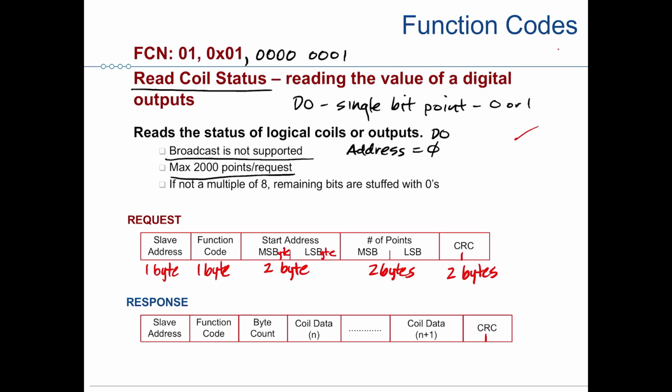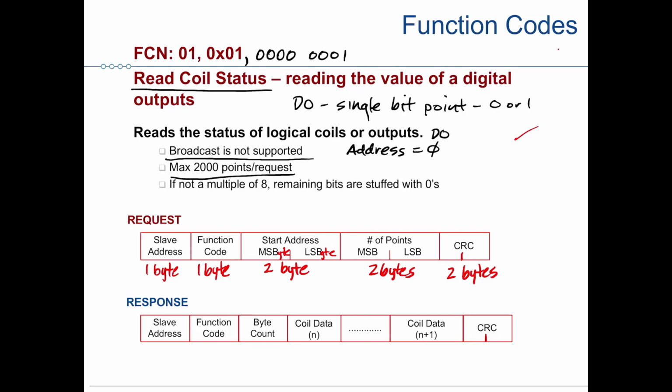Okay, so remember we've got these different fields that make up the formatting of the message. And when it comes to a request for a 01, notice how we have a 1 byte slave address, 1 byte function code, 2 byte start address, and a 2 byte number of points, and then it ends with a CRC. That's the request. But down in the response, it's not going to be the same number of bytes for every response, because of course that will be dependent on the number of points. The size of the data field will vary based on how many points were asked.